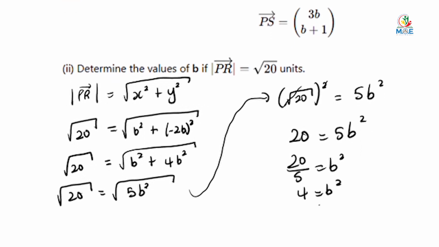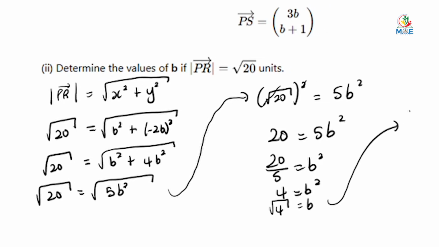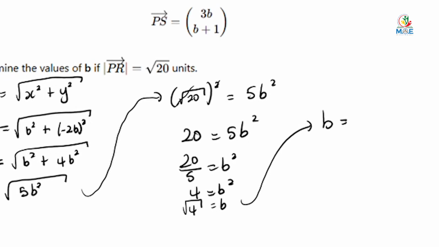So b is equal to the square root of 4. When we square root 4, we get two numbers: b would be equal to 2 and a negative 2 as well, because if we square negative 2, that will give you 4 as well. So b is equal to 2 and negative 2. Therefore b is equal to 2 and b is equal to negative 2. That is how you get your answer for this question.